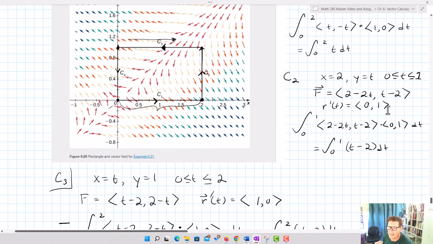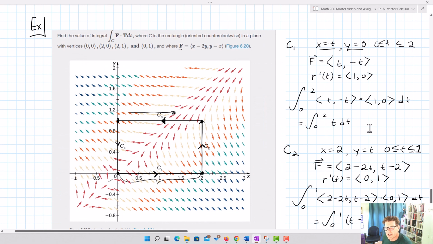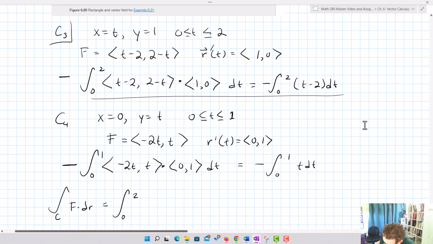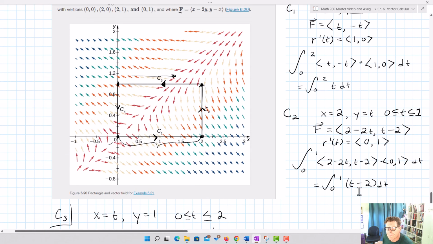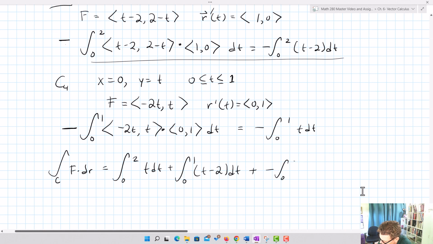And now all I need to do is add all of them up. So the integral along C of F dot dr is going to equal the integral, first one, from 0 to 2 of t dt, plus the integral from 0 to 1 of t minus 2 dt, plus negative integral 0 to 2 of t minus 2 dt. Or we could just make that a minus, and then minus again the integral from 0 to 1 of t dt.